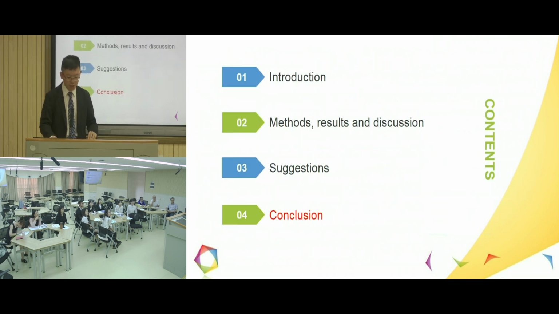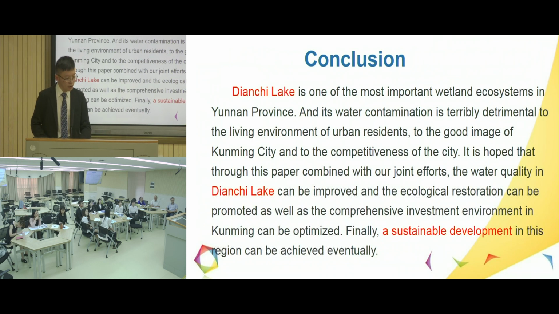Finally, conclusion. Dianchi Lake is one of the most important wetland ecosystems in Yunnan province, and its water contamination is terribly detrimental to the living environment of the urban residents. And its water contamination is also greatly detrimental to the good image of Kunming City, and also greatly detrimental to the competitiveness of this city.